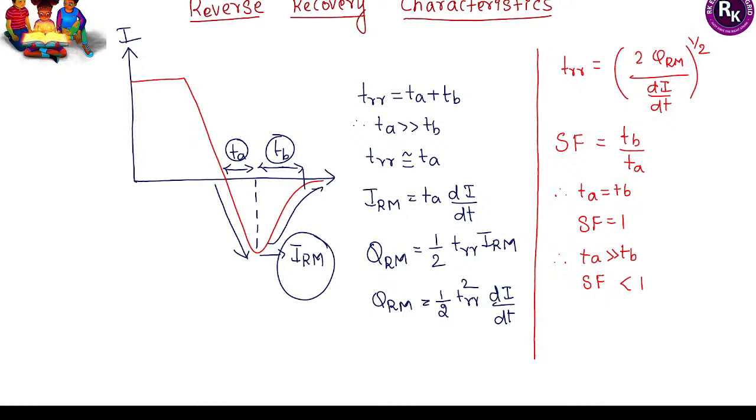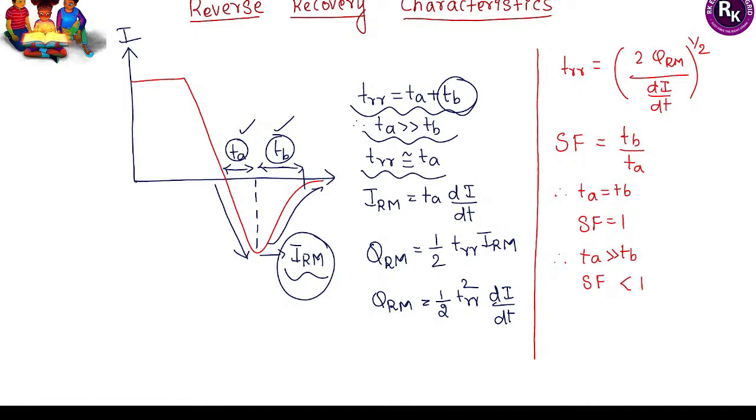One is TA and the other is TB. Here its corresponding current is called IRM. Now further, the total reverse recovery time TRR is the addition of TA plus TB. From this we know the value of TA is always higher than the value of TB. So approximately I can ignore the value of TB, and the value of TRR will become approximately equal to TA.